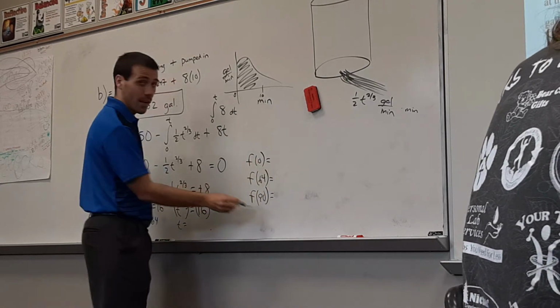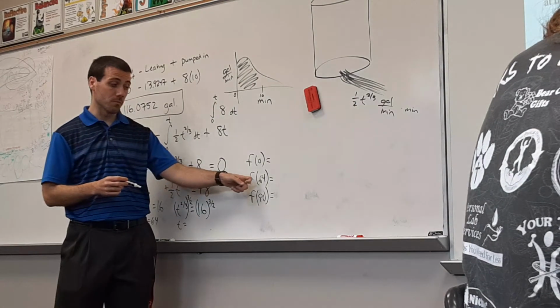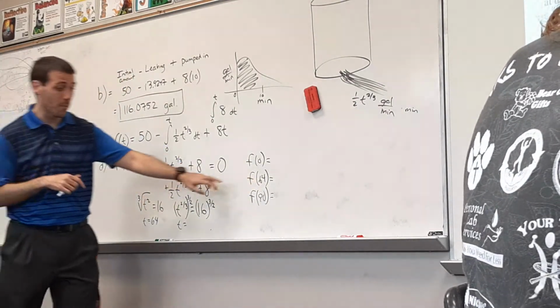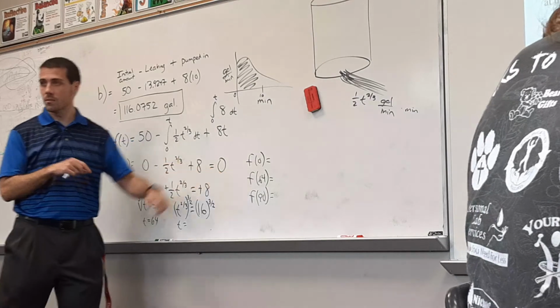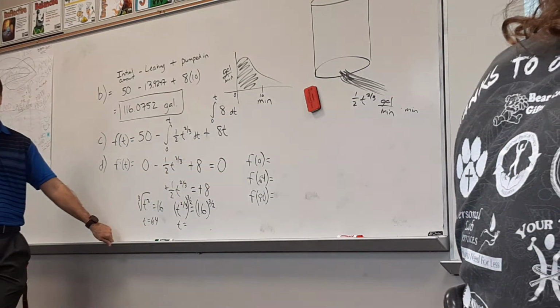So at 0 and at 90, maybe one of those numbers is actually bigger than 64. So it might actually be a maximum at one of the endpoints. That was back when you did absolute max and min.